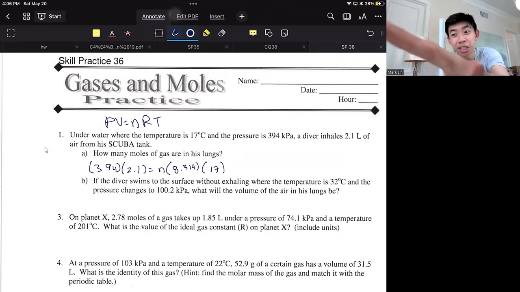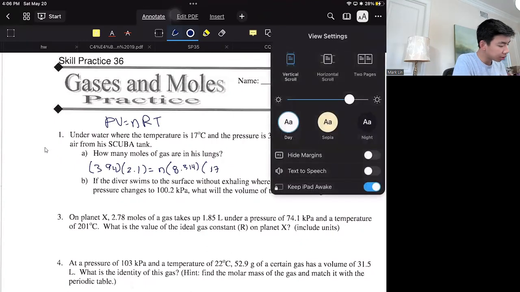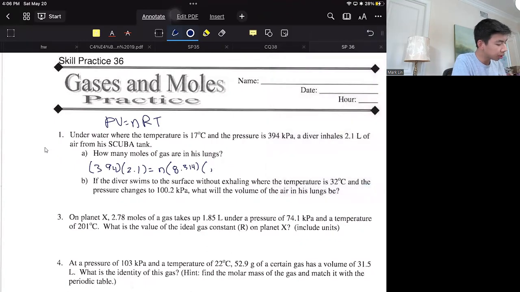Aha. Were you guys paying attention? Because we do not use Celsius. We must convert Celsius to Kelvin. So 17 plus 273.15 is going to be 290.15.